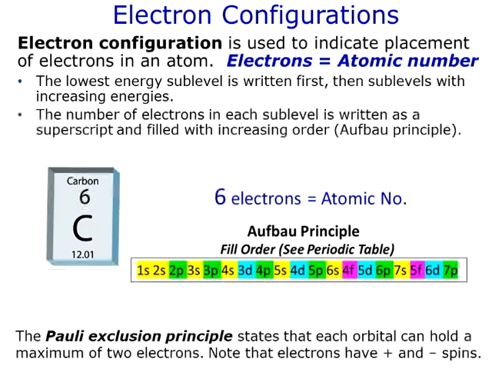The lowest energy level is written first, then sublevels with increasing energy. You will learn how to do that. The number of electrons in each sublevel is written as a superscript and filled with increasing order, called the Aufbau principle. And that's simply the name of the person who became prominent in discussing this method. Okay? So keep that in mind. It starts with the lowest energy sublevel, and that's written first, and then sublevels with increasing energy are added.